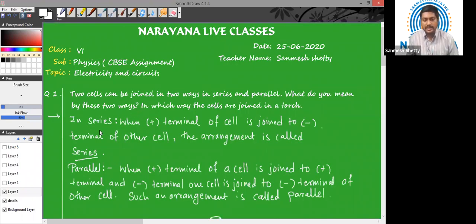So in series combination, the positive terminal of a cell is joined to the negative terminal of another cell. Positive terminal of one connected to the negative terminal of the other. Such an arrangement is called series combination. Whereas in parallel, the positive terminal of a cell is joined to the positive terminal of another cell. Positive to positive, whereas the negative terminal of one cell is connected to the negative terminal of another cell. So positive to positive, negative to negative, such an arrangement is called a parallel arrangement or parallel combination.